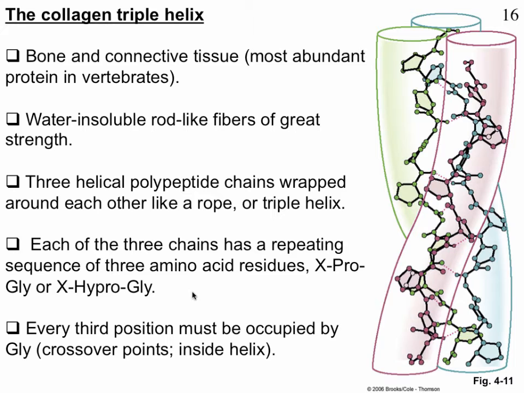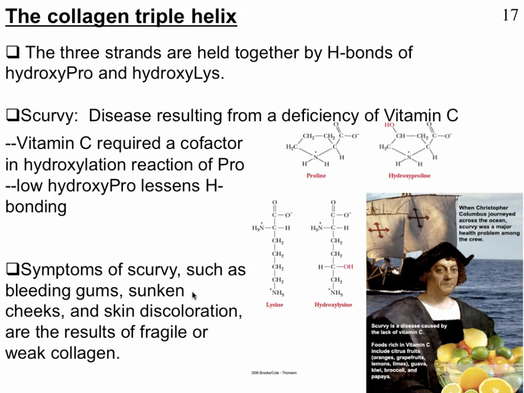And so it's kind of like you have these 3 protein strands that are braided together. And when you braid something together, it's a lot stronger. Each of the 3 chains has a repeating sequence of 3 amino acids: X, which stands for any amino acid, followed by proline and then glycine, or X followed by hydroxyproline followed by glycine. Every third position is occupied by glycine, and this is where the chain is crossing over, so you need a little amino acid there in order to do that slight turn to cross over inside the helix.